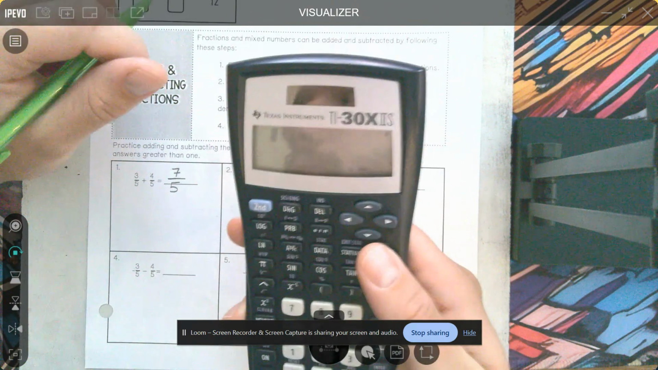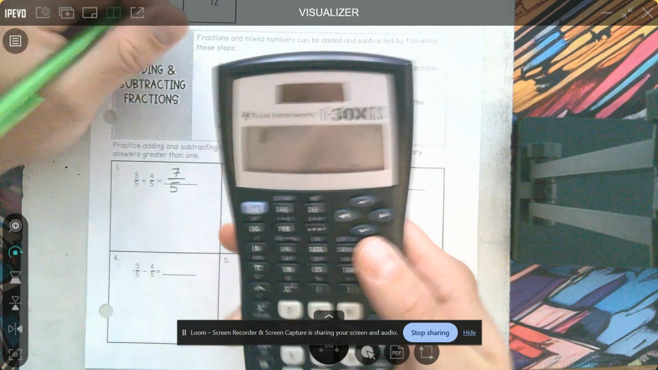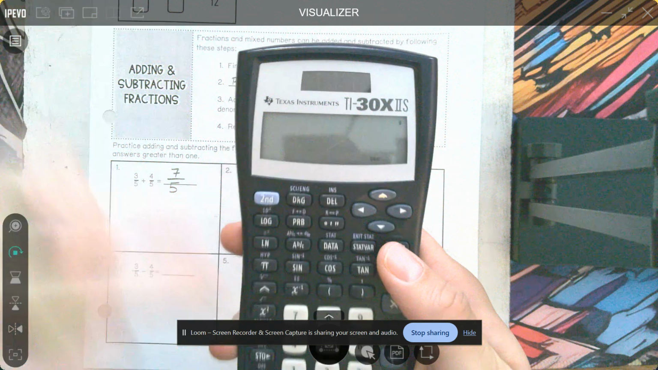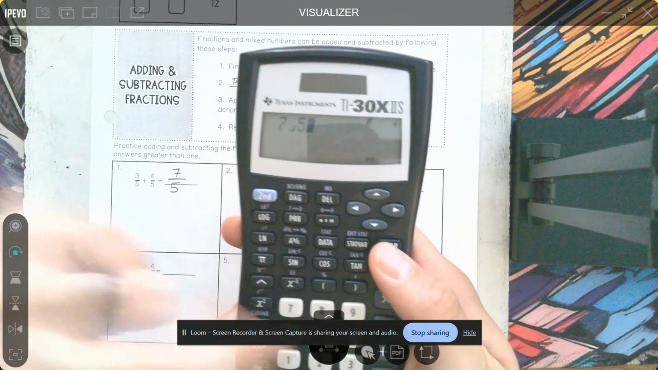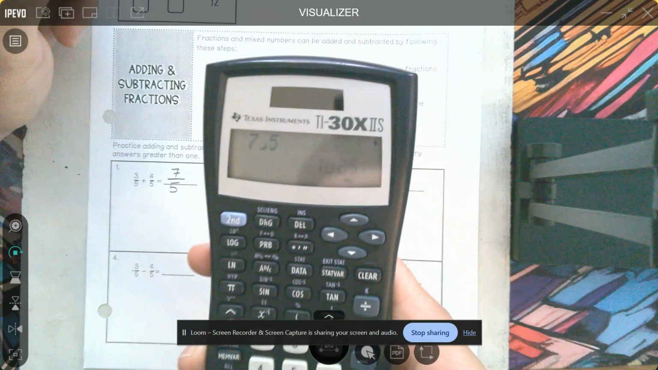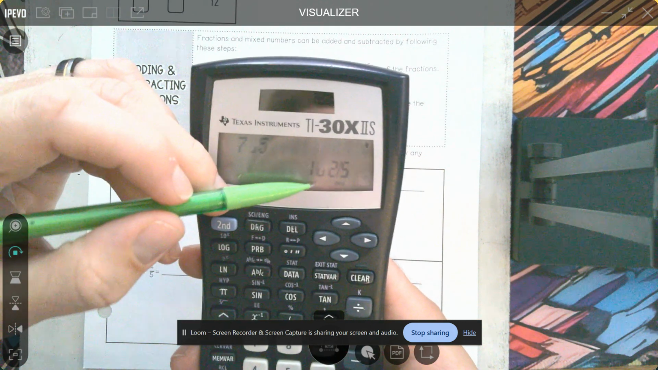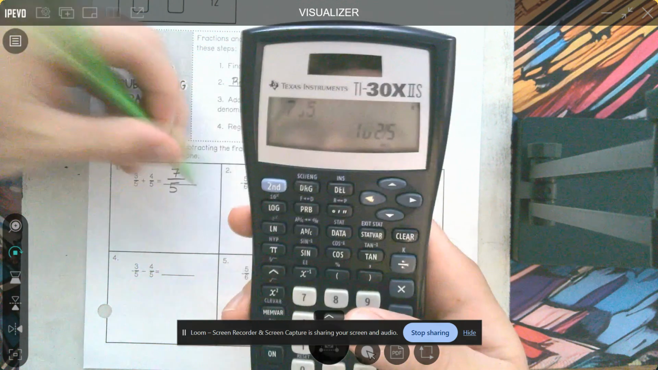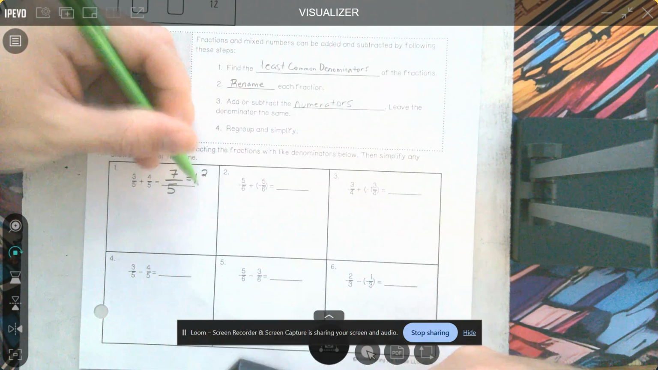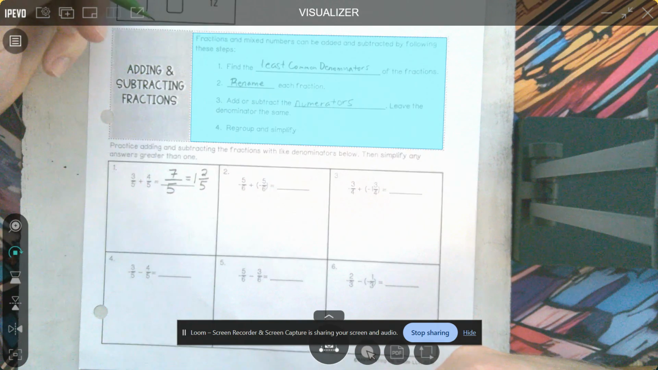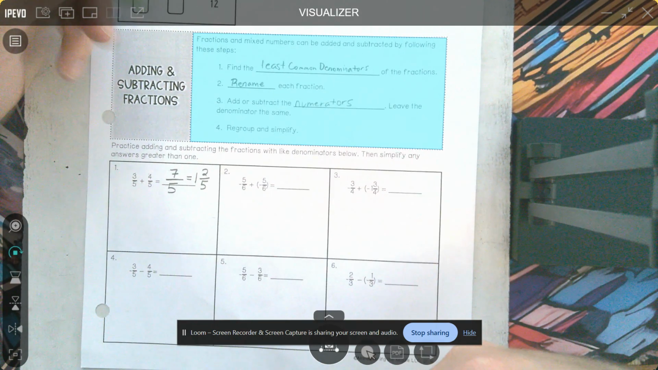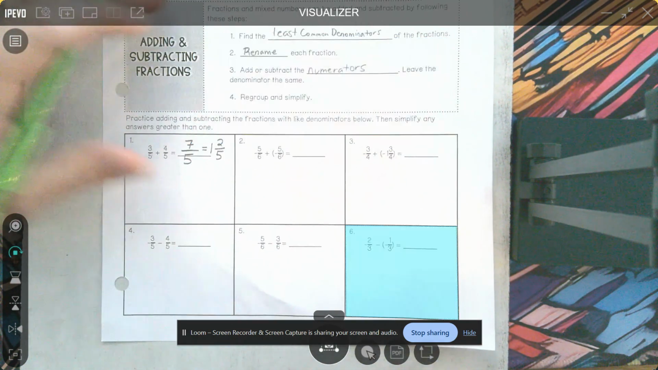Now I want to show you, if you forget how to convert between a mixed number to improper, or improper to mixed, here's how you do it in your calculator. So type your fraction in, 7, ABC 5. Press enter. And it converts it for you. That says 1 and 2/5. That U is the mixed number symbol. So this turns into 1 and 2 over 5.